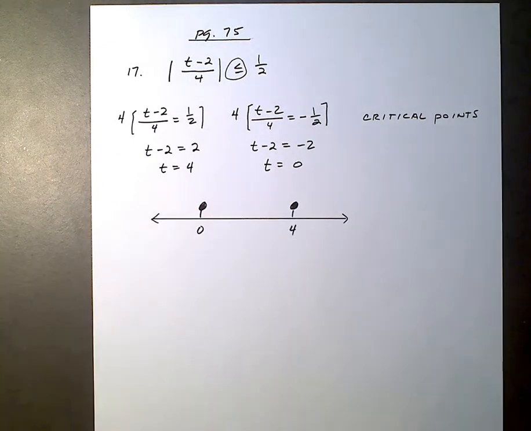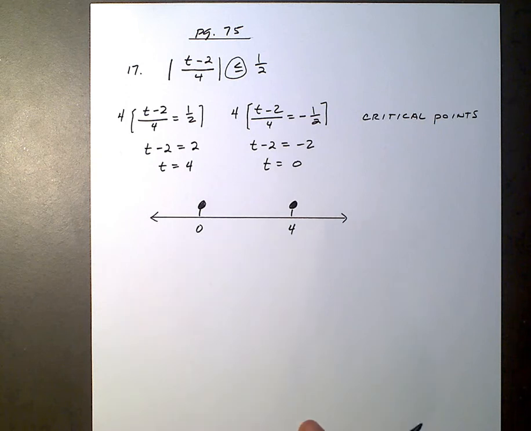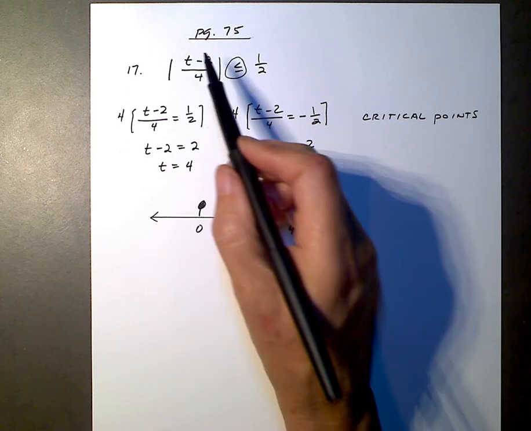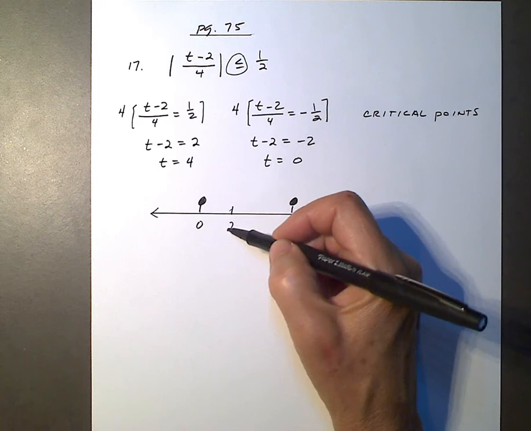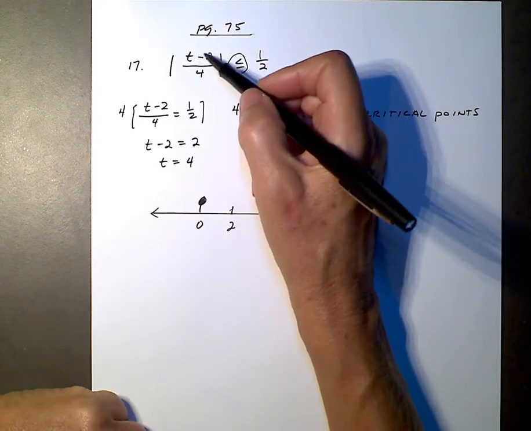So 0 isn't easy to test because we know it's a solution, it's one of the critical points. So I'm looking up at the original, and I see that I can use 2 to test inside of here. If I test that value for t, that'll work out nicely. I'll subtract 2 and get a 0 here.